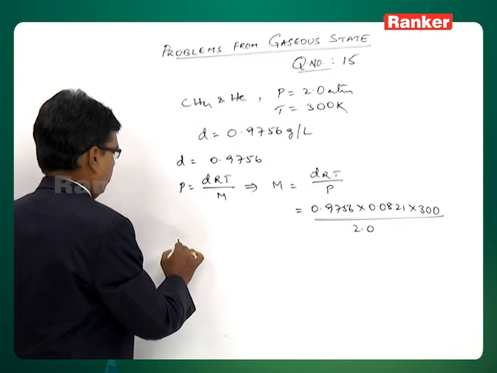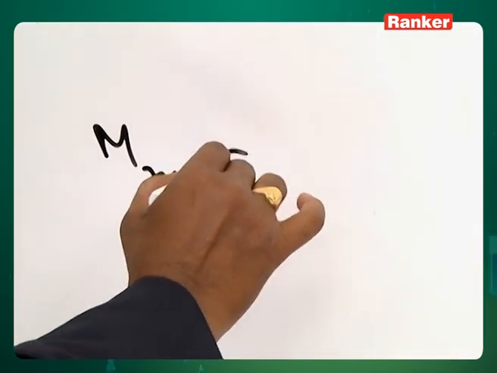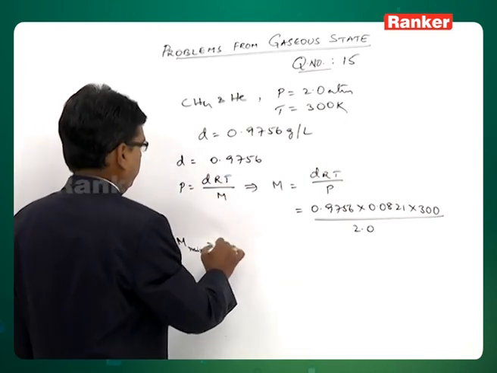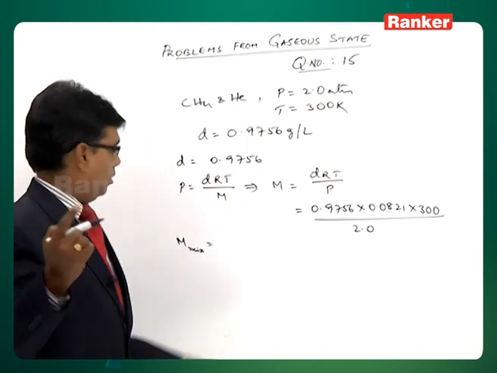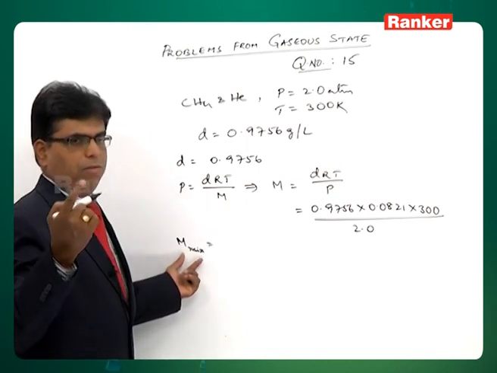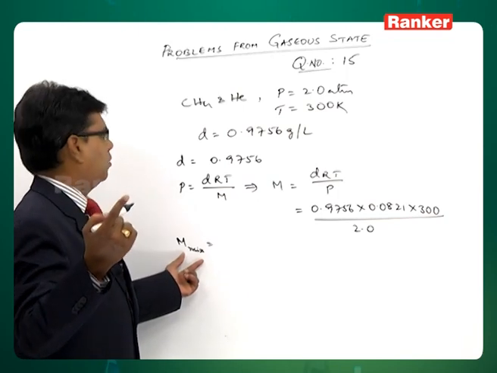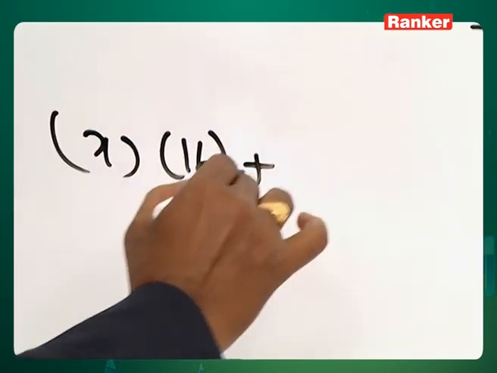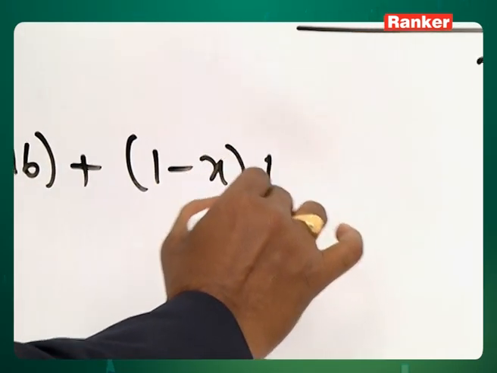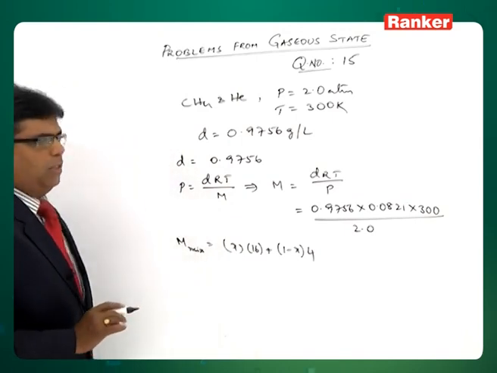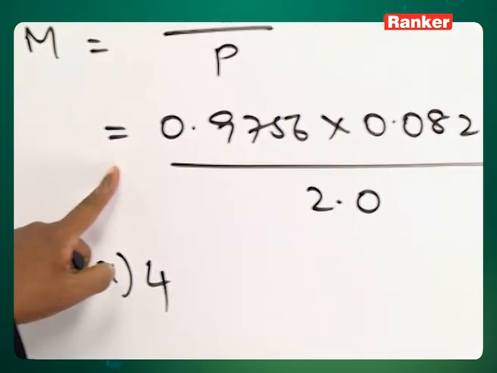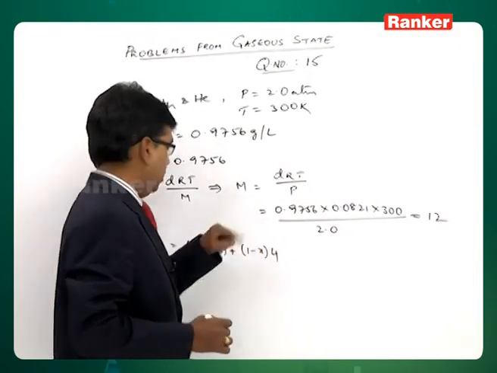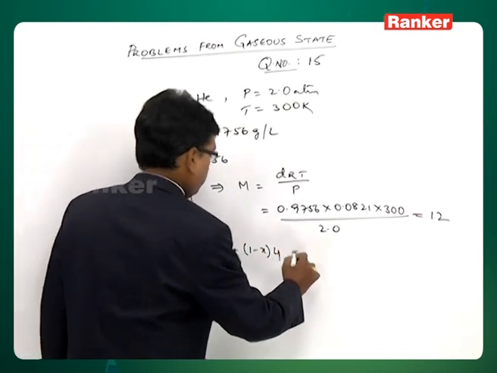Now, as the gases are methane and helium, the molecular weight of the mixture means the weight of 1 mole of the mixture. In that 1 mole of the mixture, suppose methane is x moles, then x into 16 plus 1 minus x into 4 is the molecular weight of the mixture. On calculation you will get this as 12. So, the molecular weight of the mixture is equal to 12.